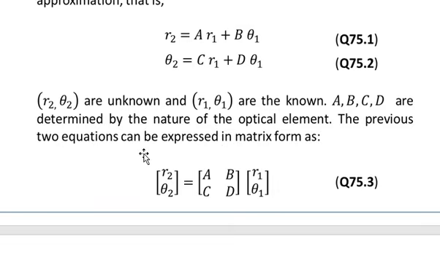The previous two equations can be expressed in matrix form. The matrix representation of these two linear equations is given in equation number 3, which is R2, θ2 is equal to the 2 by 2 square matrix of elements A, B, C, D, and then the 2 by 1 matrix containing R1 and θ1. So this is our matrix representation of equations 1 and 2.